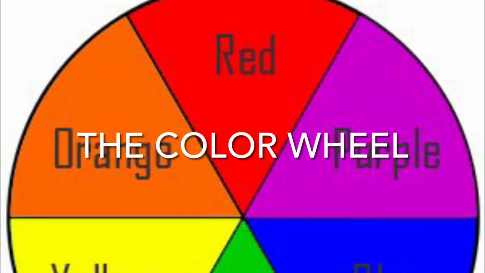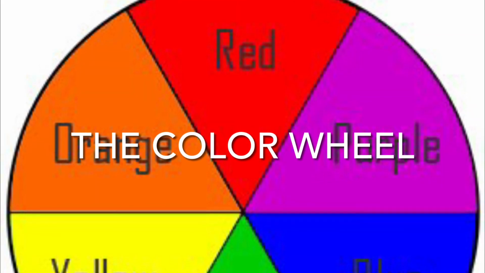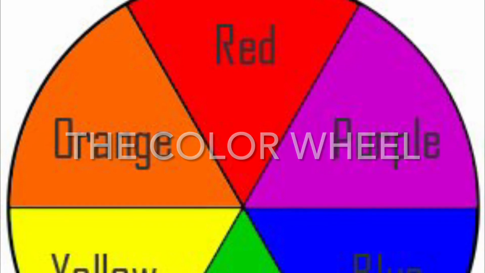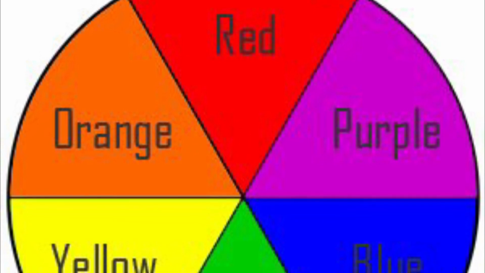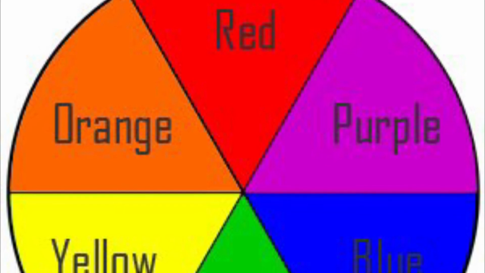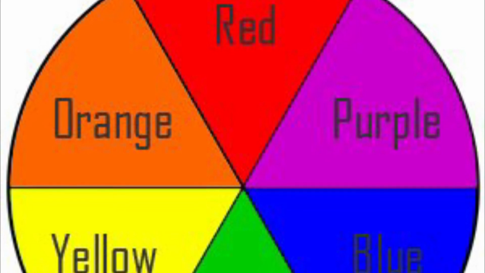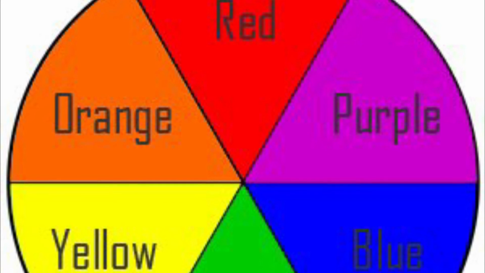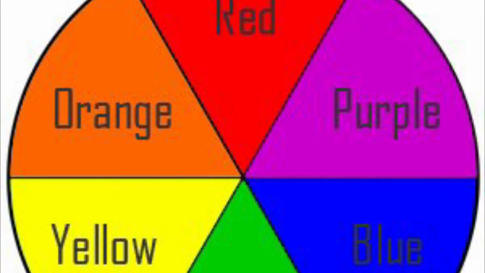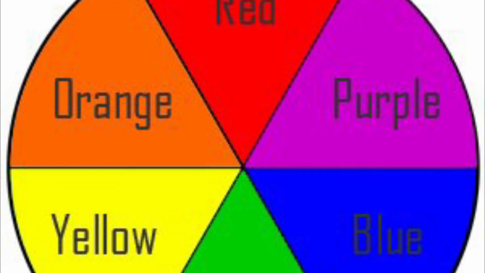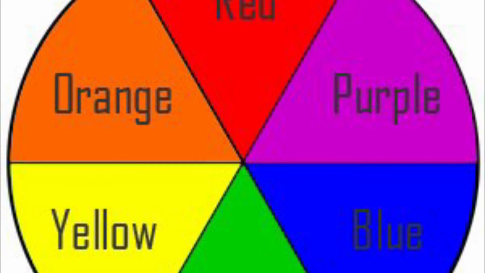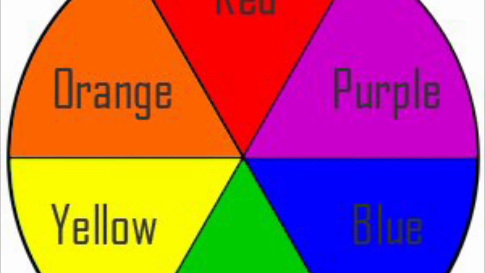Remember the color wheel? The color wheel is made up of primary and secondary colors, and they're put in order of the rainbow. The primary colors are red, yellow, and blue. The secondary colors are orange, green, and purple. Secondary colors are mixtures of primary colors. For instance, yellow and red make orange, red and blue make purple, and blue and yellow make green.